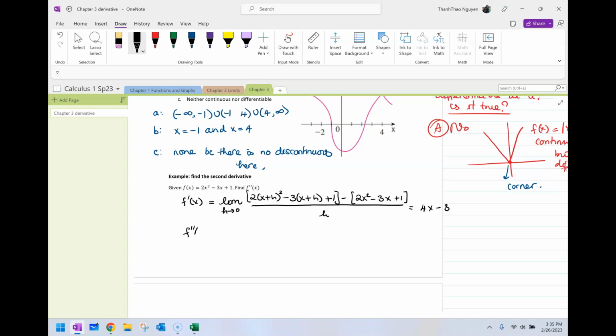F double prime of x is equal to the limit as h approaches 0 of f prime of x plus h minus f prime of x, divided by h. This is 4 times (x plus h) minus 3, minus (4x minus 3), divided by h. This should equal 4.